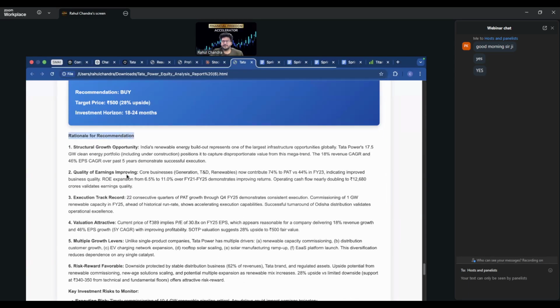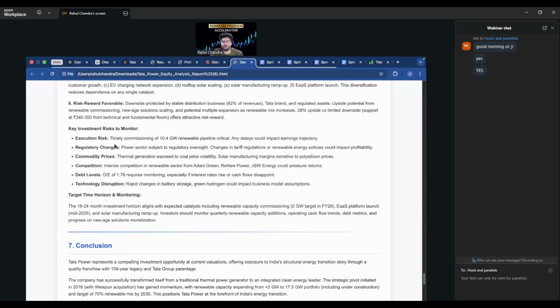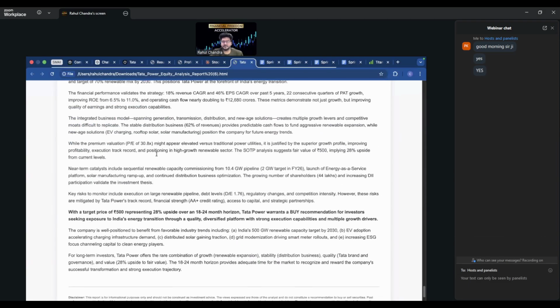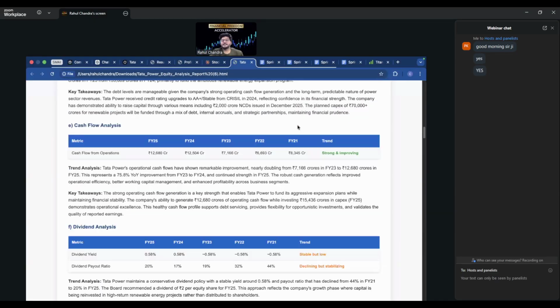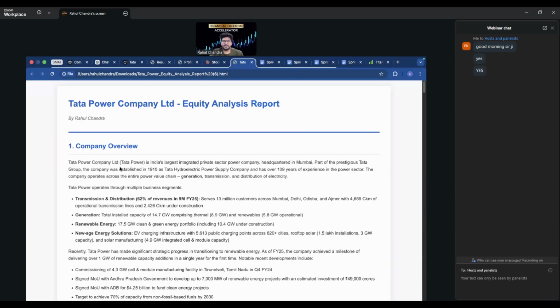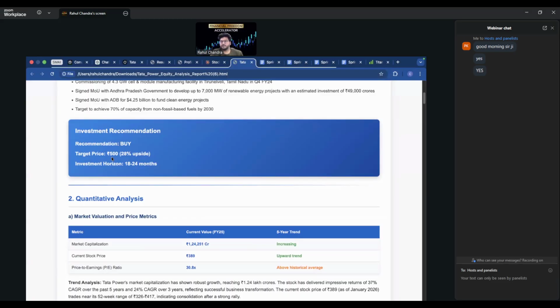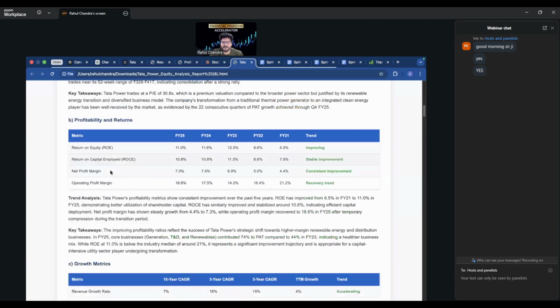It gives you a rationale for the recommendation as well, which is more important to understand. What are the growth opportunities? What are the investment risks that you should be cognizant of? Everything. Now, is this a report where you just see 500 and you move on? No, correct? Use this 500 as an indicator and then try to understand what it is saying.